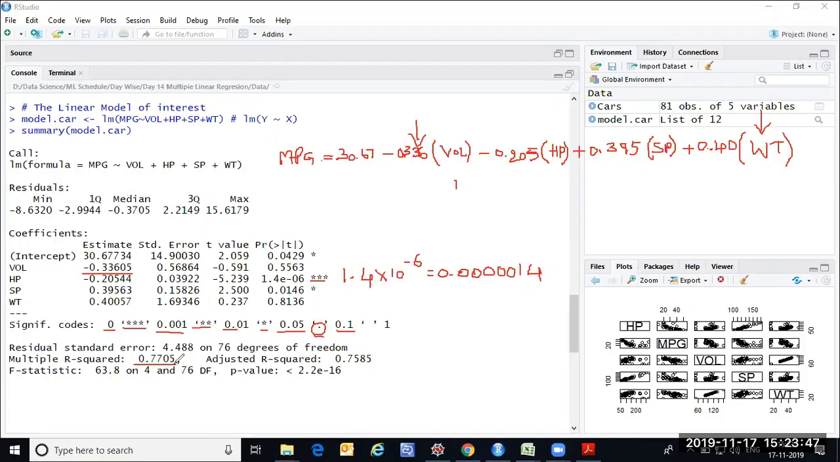That means there is still 23% of the data points which are far away from this line which you have drawn. So that means that is where your prediction is going wrong in comparison with the actual. Am I clear?